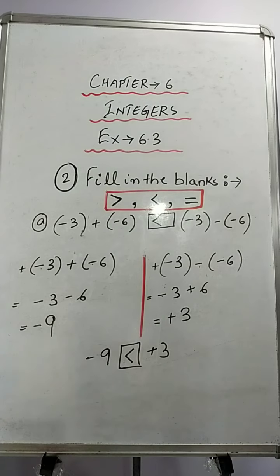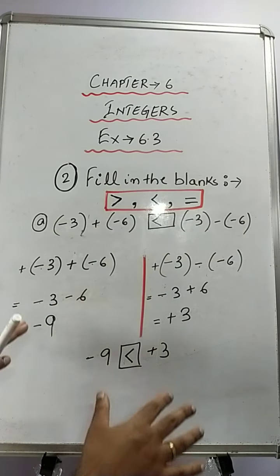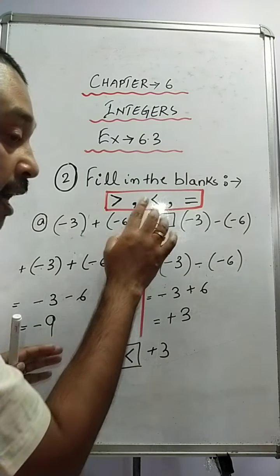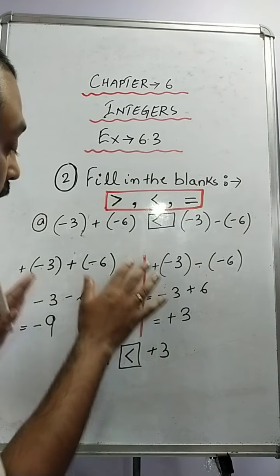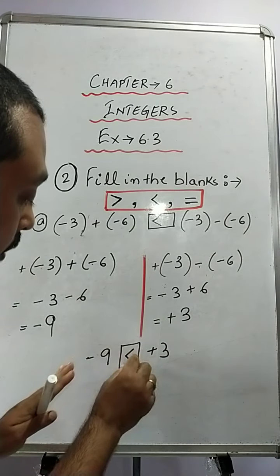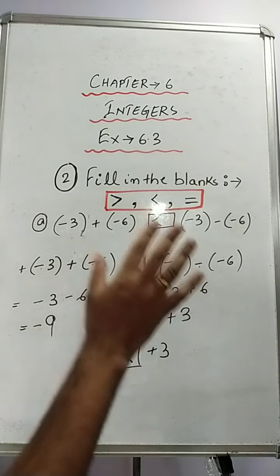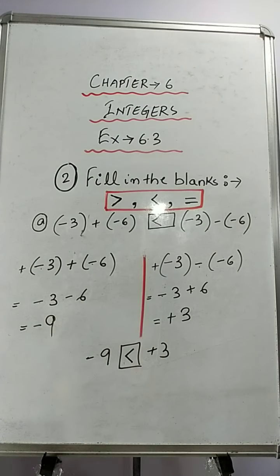Fine. So this is how exactly you have to do this. Do not put the direct answer, students. It won't be applicable. We need to see how you have come up with this sign. Fine. So this is very, very important. Okay. Now let's do sum number B.